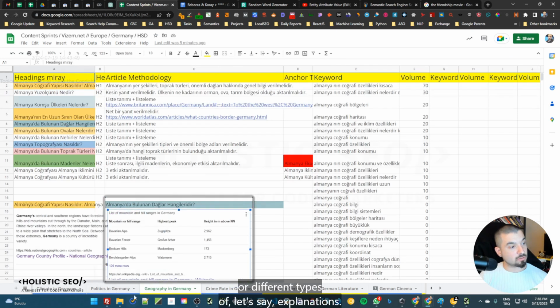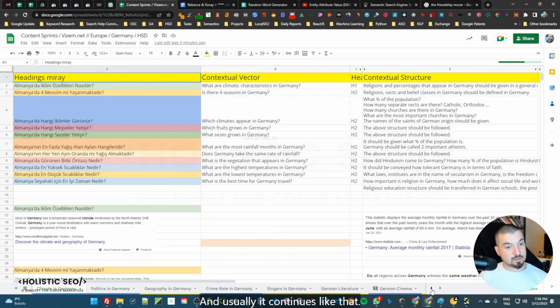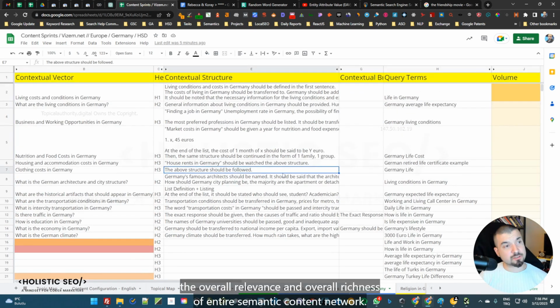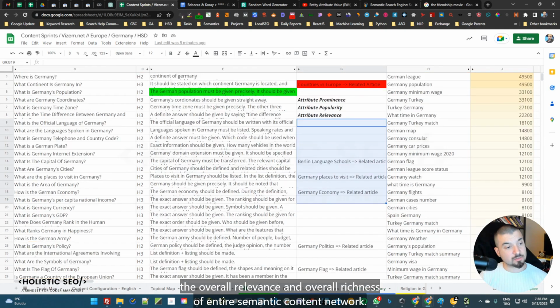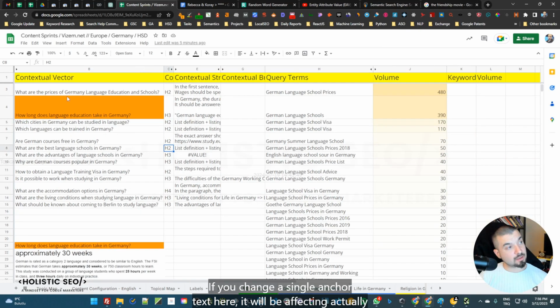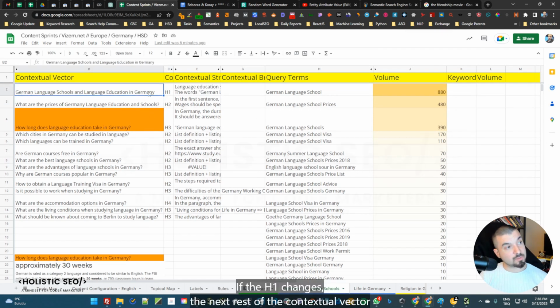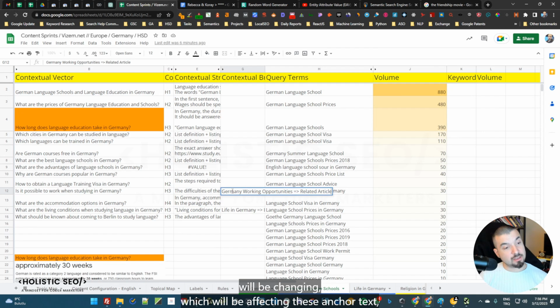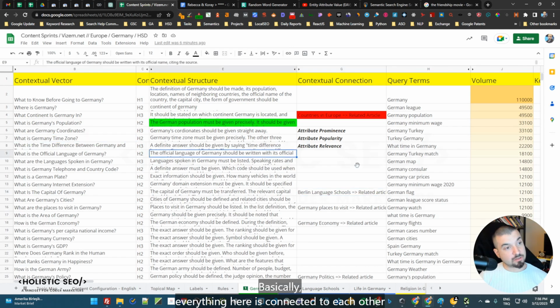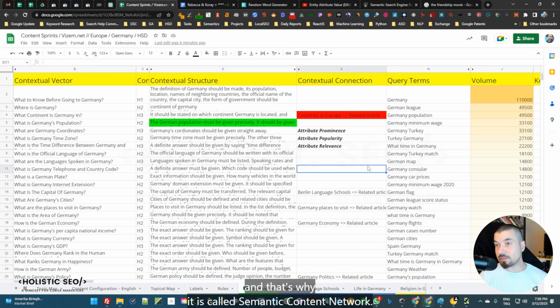The screenshots or different types of explanations usually continue like that. Whenever we use these things, we try to increase the overall relevance and richness of the entire semantic content network. If you change a single anchor text here, it will affect the heading or the H1 of this specific brief. If the H1 changes, the rest of the contextual vector will change, which will affect this anchor text, which will affect the title or the H1 of the next article. Basically, everything here is connected to each other, and that's why it is called a semantic content network.